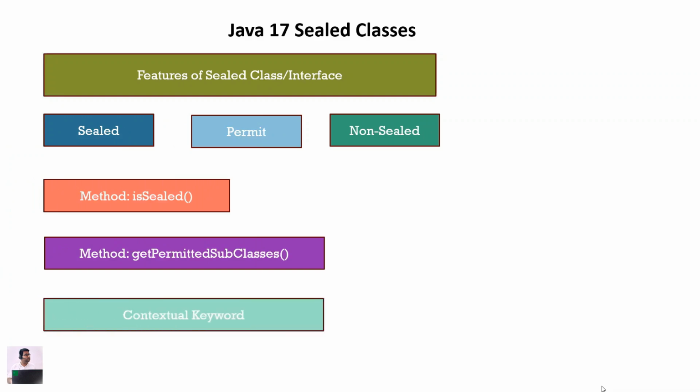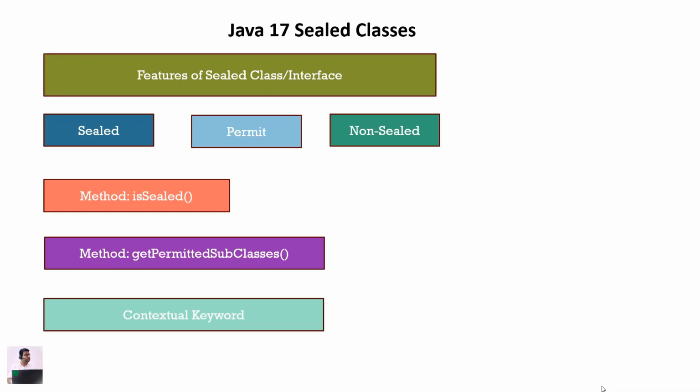Lastly, the sealed and permits keywords are contextual keywords. This means if we are using them with a class, then only these keywords will impact our code. But if we are using them as a method name or variable name, then they won't impact our code and can be used freely. So this is all about the sealed feature.